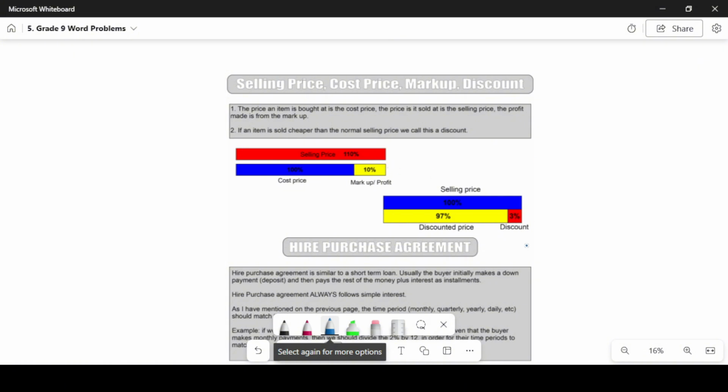At a 4% discount, the discount rate will be 4%. And the discounted price is equal to 100 minus the discount rate, which will give you either 97 or 96, or whatever the case may be. Now that we have all of that, we understand the whole idea of cost price, markup, discount, and selling price, so we basically have everything we need to solve a few problems. Let's put these ideas to practice.